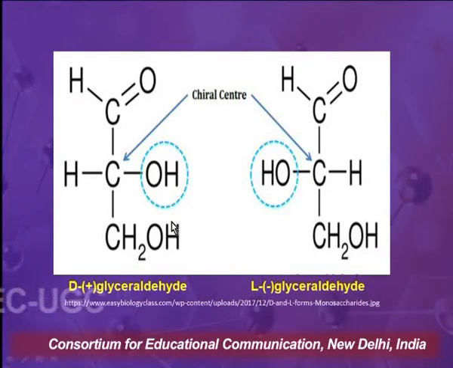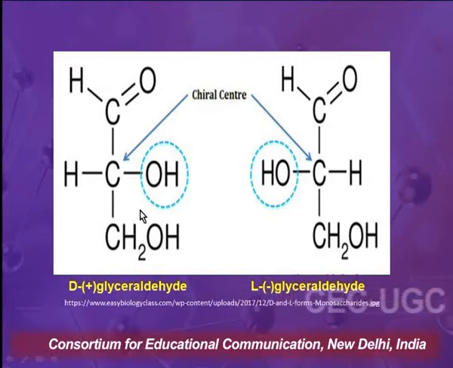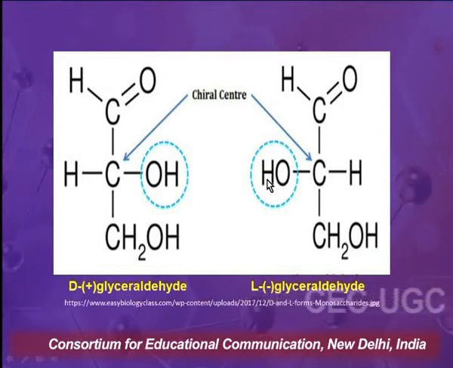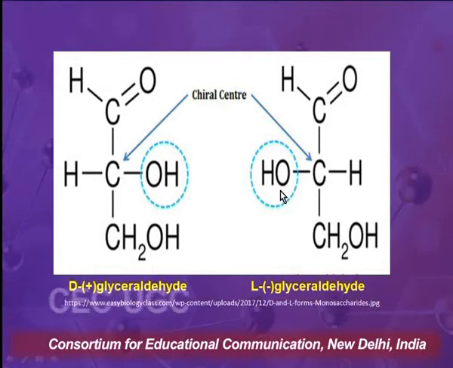And now what he did was he correlated. He said that since this molecule is dextrorotatory and it has OH on the right hand side, he assigned it configuration D. And he assigned configuration L to this molecule since it was levorotatory and OH was on the left hand side. So what you have to remember is that L means OH is on the left hand side on the chiral carbon in glyceraldehyde, and in the D form OH is on the right hand side.